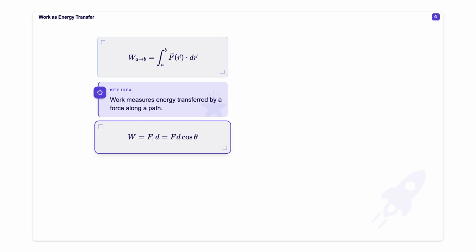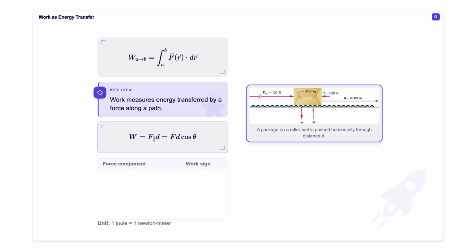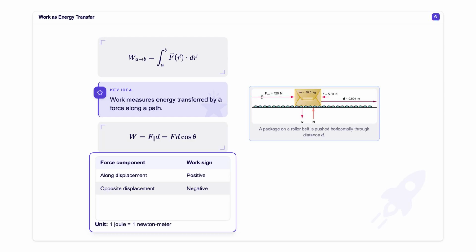Look at the package moving to the right. A horizontal push can transfer energy into the package, but a vertical force like the normal force or weight does not transfer energy through this horizontal displacement. The sign of work tells you the direction of energy transfer. A force component along the displacement does positive work, opposite the displacement does negative work, and perpendicular forces do zero work. If there is no displacement, the work is also zero.